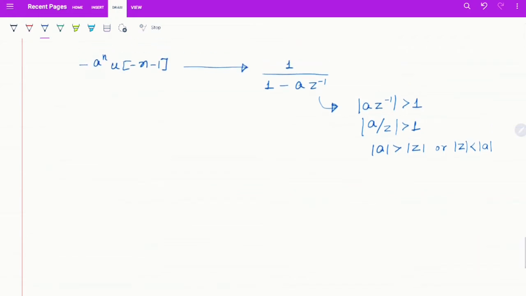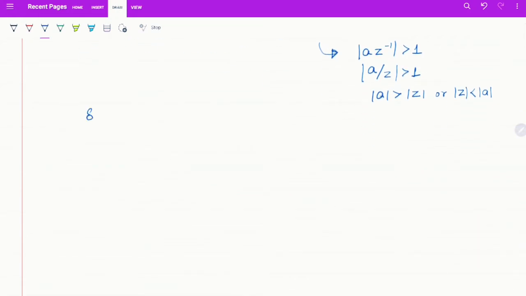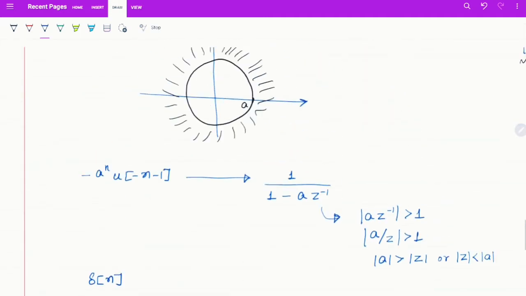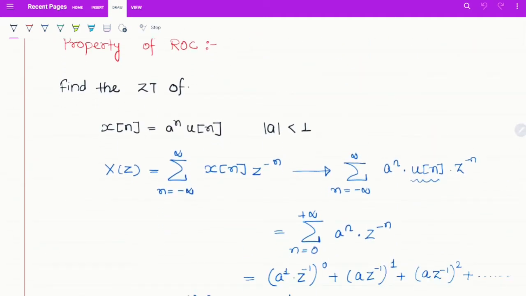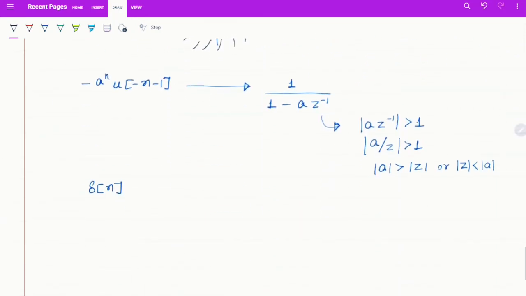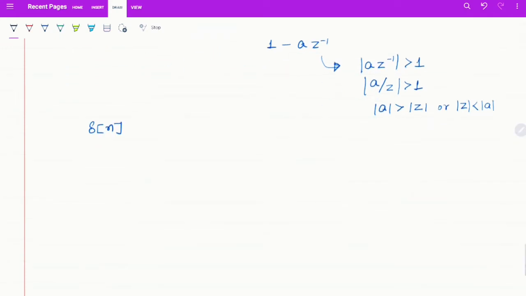Now what about the delta function, del n? We have seen two types of signal. The first one is a right sided signal, and this is a left sided signal. Now what about delta n?